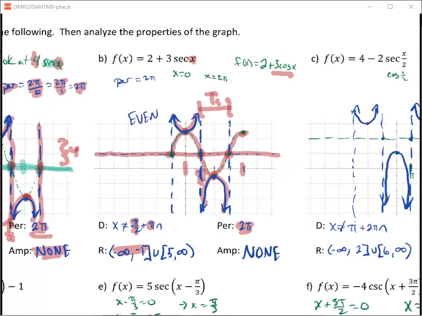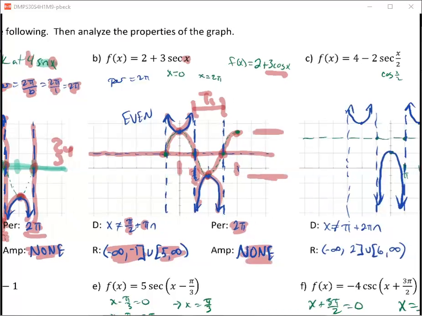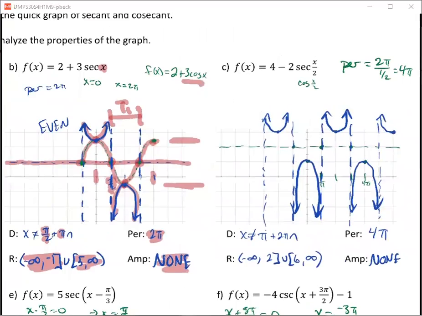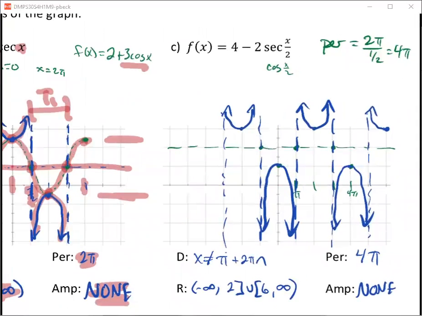Our range, we can see from the graph, negative infinity to -1. That -1's right here, and then from 5 to infinity. And no amplitude, of course. For this graph, this is going to be the first one that does have a b value modifier.